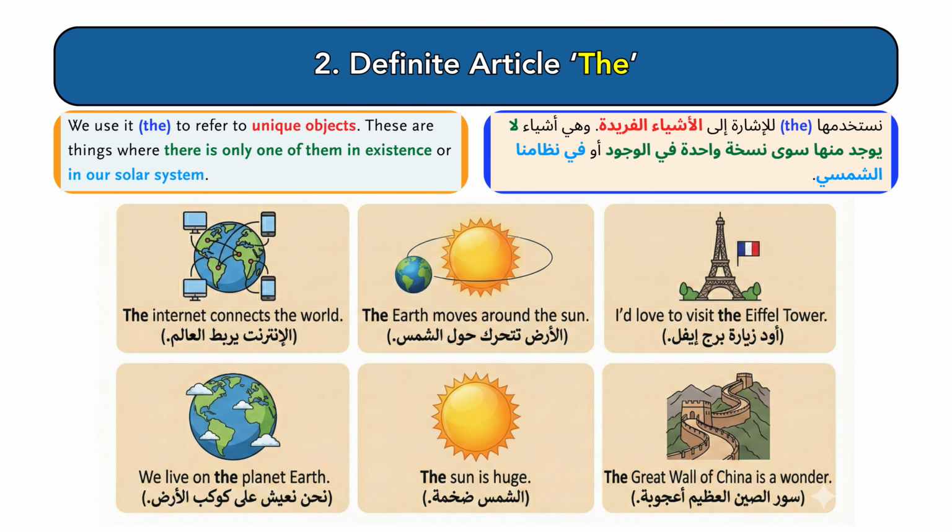When else do we use the? We use it to refer to unique objects. These are things where there is only one of them in existence or in our solar system. For example, the internet connects the world. The Earth moves around the sun. I'd love to visit the Eiffel Tower. We live on the planet Earth. The sun is huge. The Great Wall of China is a wonder.